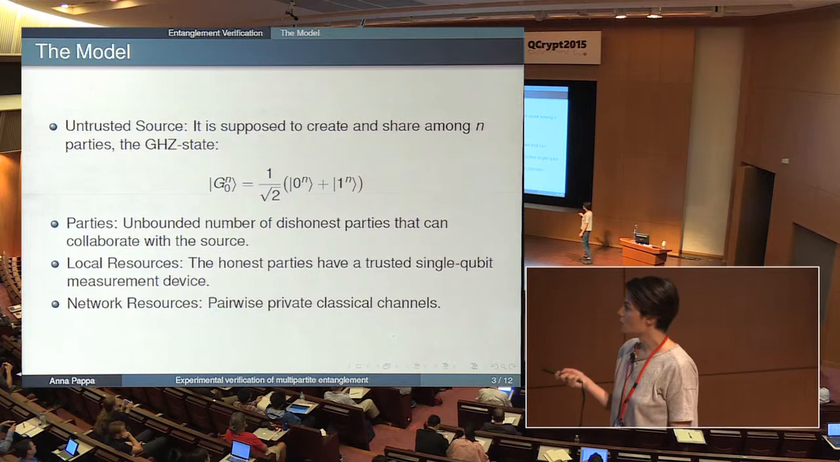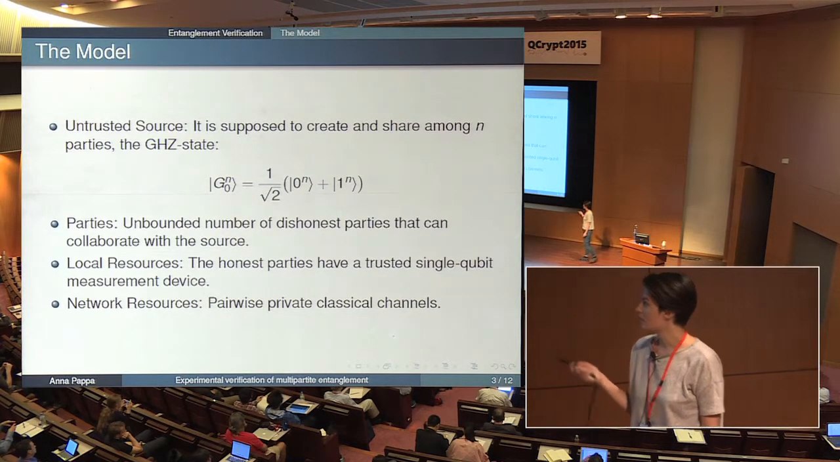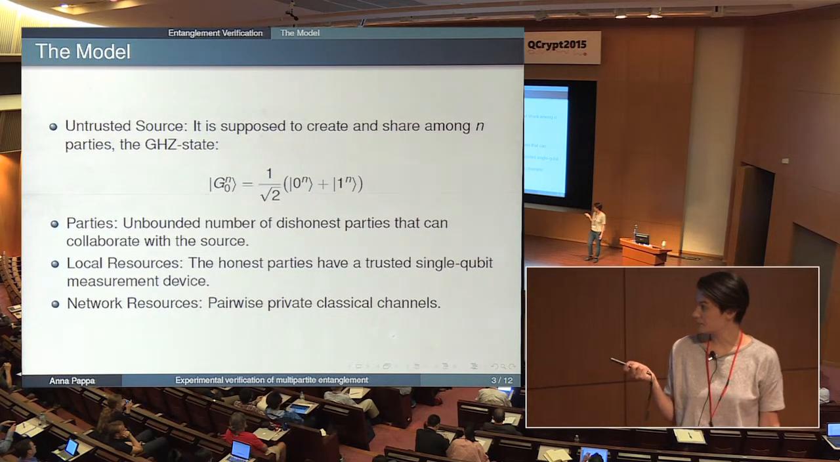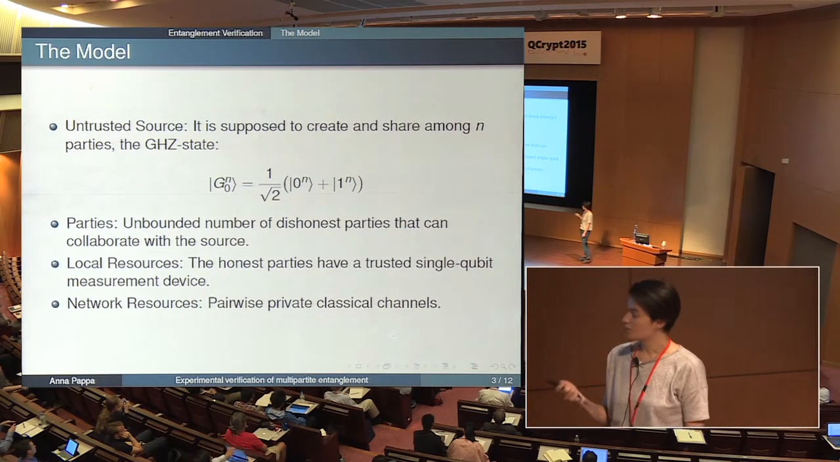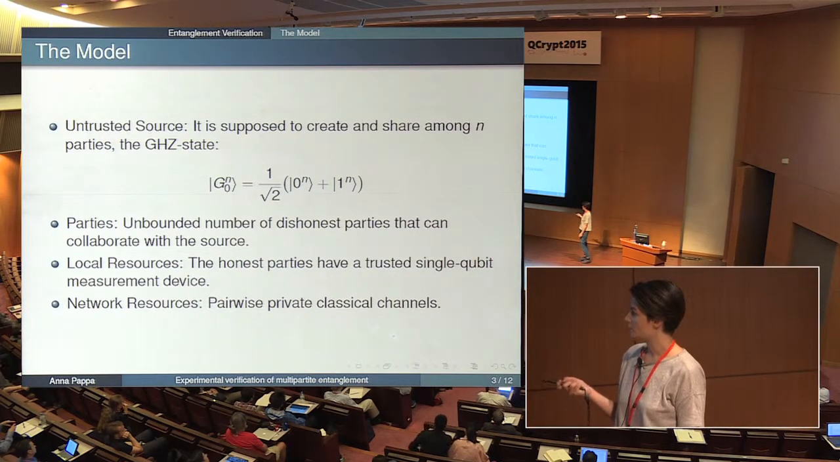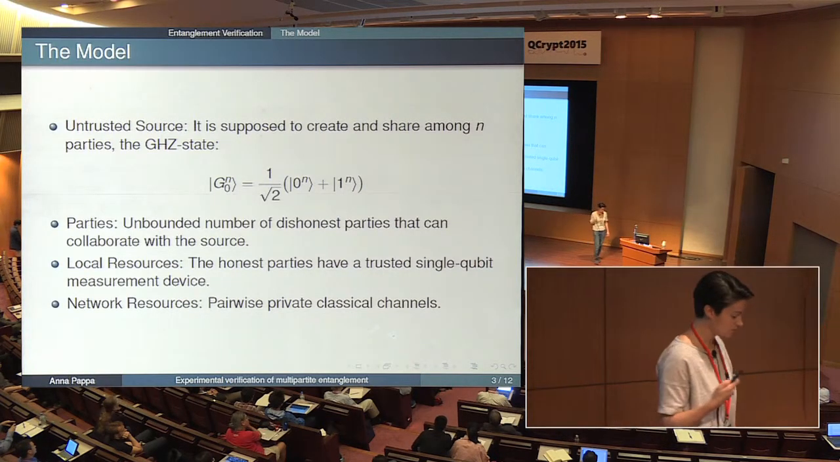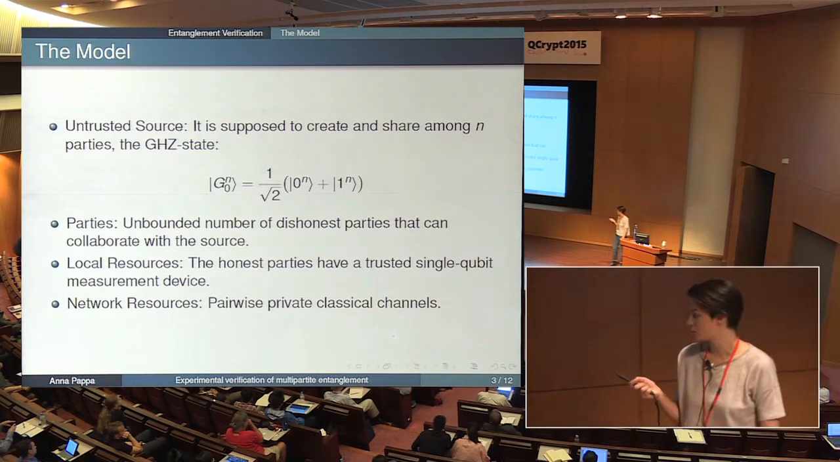We assume that the honest parties trust their measurements, so they have a trusted single qubit measurement device, and that they can also communicate between them in a secure way. So they share pairwise private classical channels. They have classical communication between them that is secured.